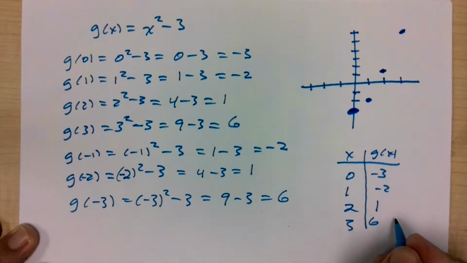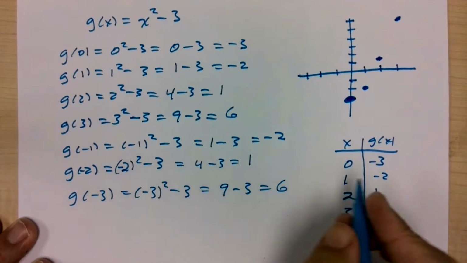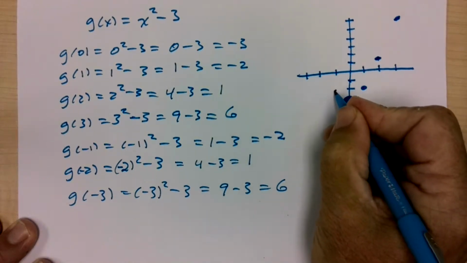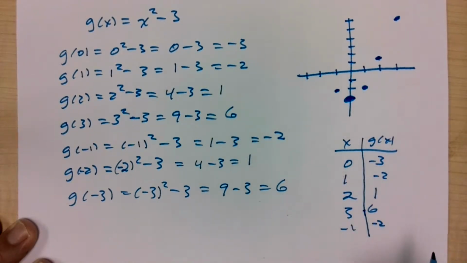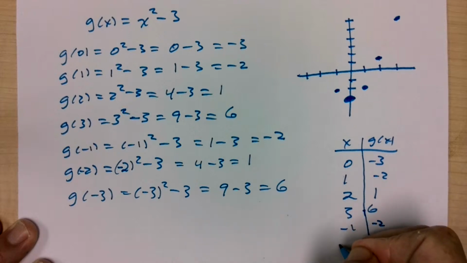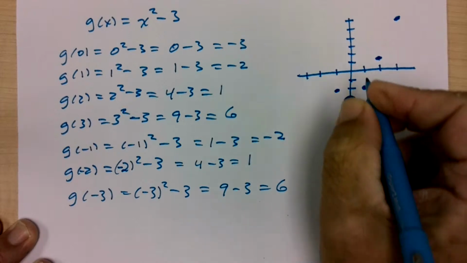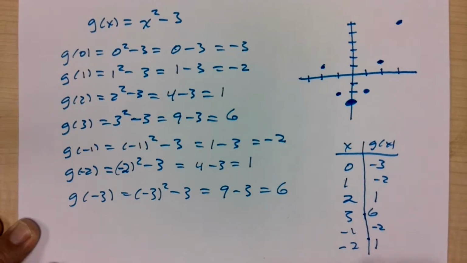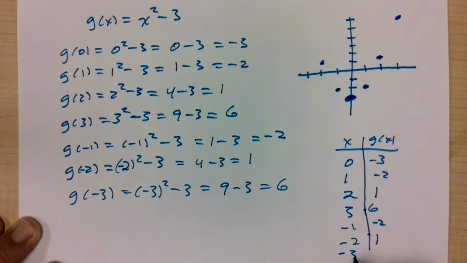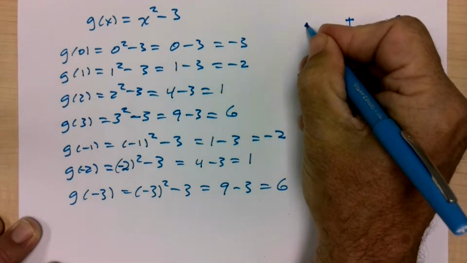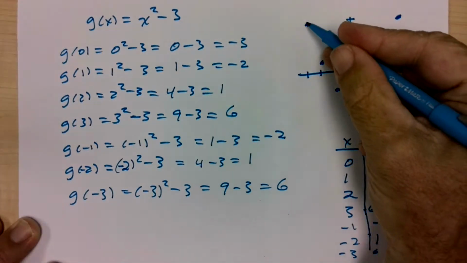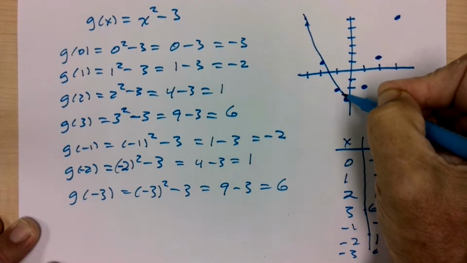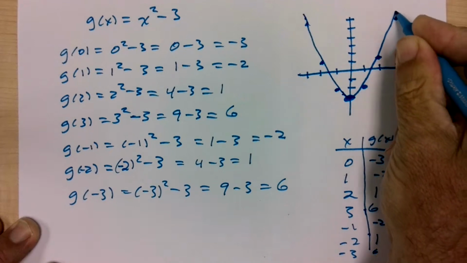Continuing in this process, next we have -1, -2. -1, -2 is here. And then we have -2, 1, which is there. And then we finish off with -3, 6. -3, 6 is up there. And then we connect these points and we get a parabola that is the graph of our function.